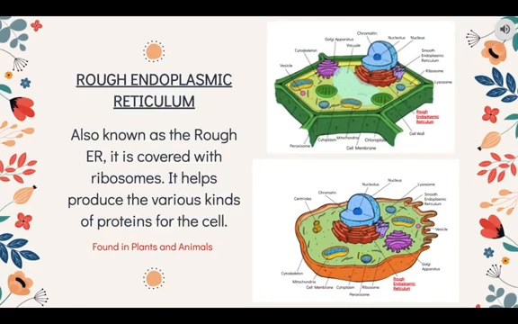The rough endoplasmic reticulum, also known as the rough ER, is covered with ribosomes. It helps produce various kinds of proteins for the cell. As you can see on the right, it is found in plant and animal cells.